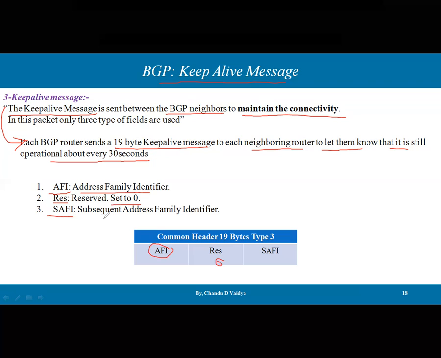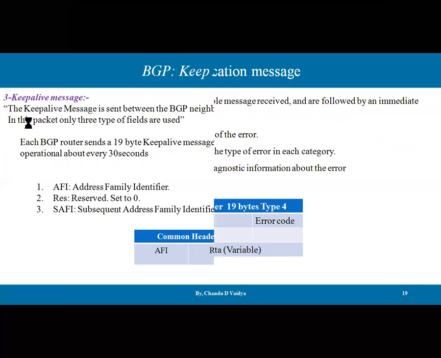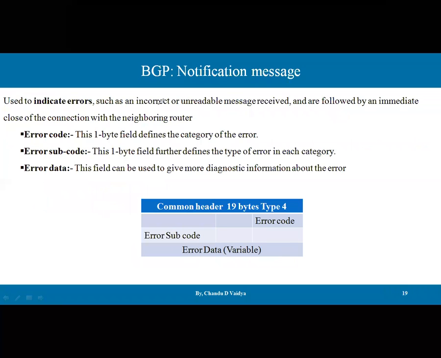Then SAFI, that is the subsequent address family identifier. So this information is also available, only for whom I need to send that particular message; all the information is going to be available over here, so that I can say my existence is available. For that purpose, the keep alive message is going to be used. Then there is a fourth and last packet, that is the notification message.